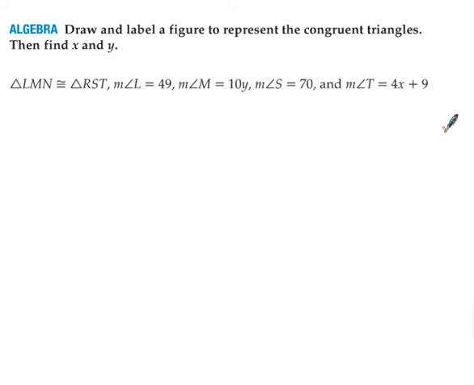Okay, I believe this is the last example. So this one is extremely similar to number 28 and 30 on your homework. I actually took this one as 29 out of the book. It says to draw and label a figure to represent the congruent triangles, then find x and y.